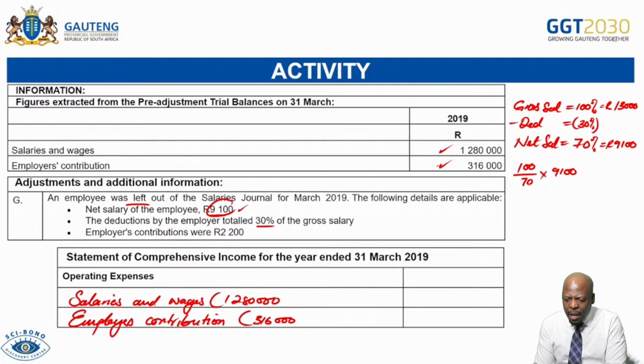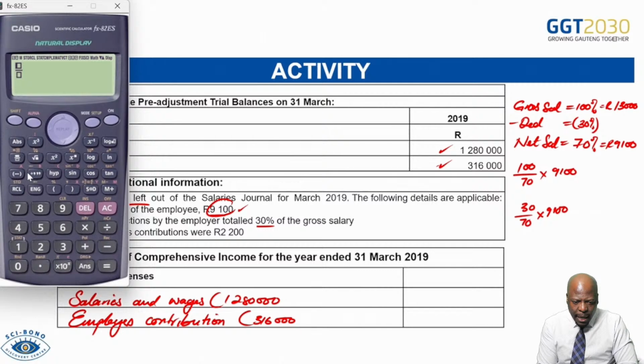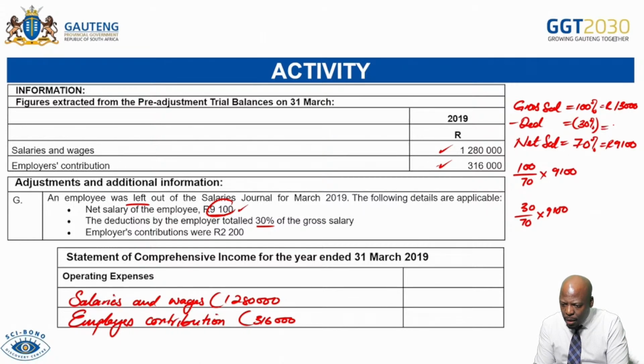Someone would have said, Mr. Simbi, please just show me how to get the deductions. To get the deductions, I would say 30 over 70 multiplied by 9,100. Okay, so that would be 30 over 70, and then I multiply that by 9,100, and that will give me 3,900. So my deductions would be 3,900. So you would see if we subtract that, you would end up with the net.